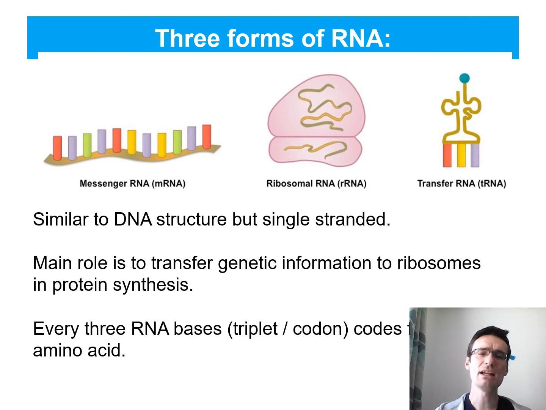So what's the structure of RNA like? Well, it's very similar to DNA. We already know that RNA has a ribose sugar rather than a deoxyribose, but still a 5-carbon sugar. The main role of messenger RNA is to transfer genetic information to the ribosomes in protein synthesis. And the key thing you need to know for RNA's job of coding for proteins is that every 3 RNA nucleotides, every 3 organic bases in the RNA, which is called a triplet or a codon in year 13, codes for 1 amino acid.